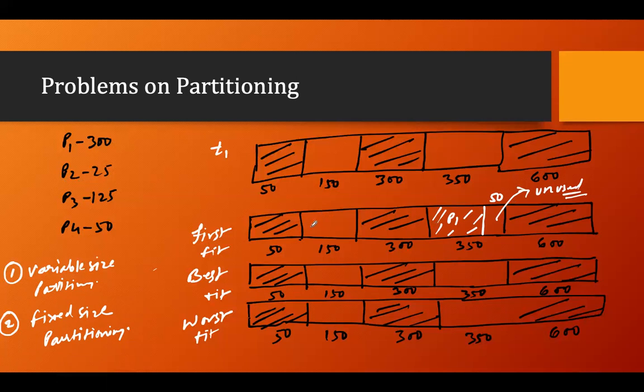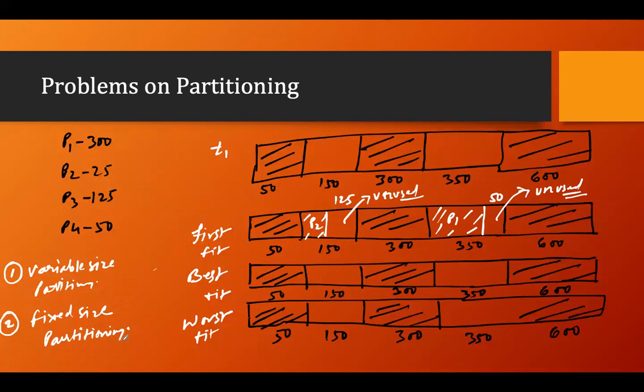Now next is P2. Can I use this free one for P2? Yes, I can store P2 here. I can use this space, and left is 125. Now next is P3. Can we have the space? It is unused. Can I have space further? No, I don't have any space further. Only P1 and P2 will be accommodated.